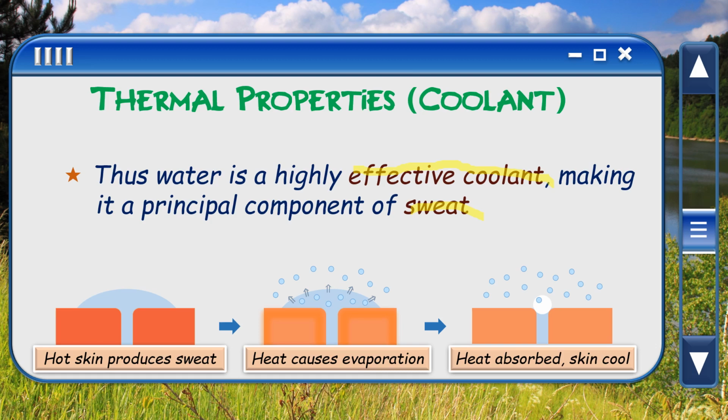It requires a lot of heat to break down the hydrogen bonds between the water molecules. And when they are broken up, the water molecules will turn into vapor. As they are evaporating, they go away with the heat which was hidden in the body, and the body ends up cooling down. Therefore, water is a highly effective coolant.